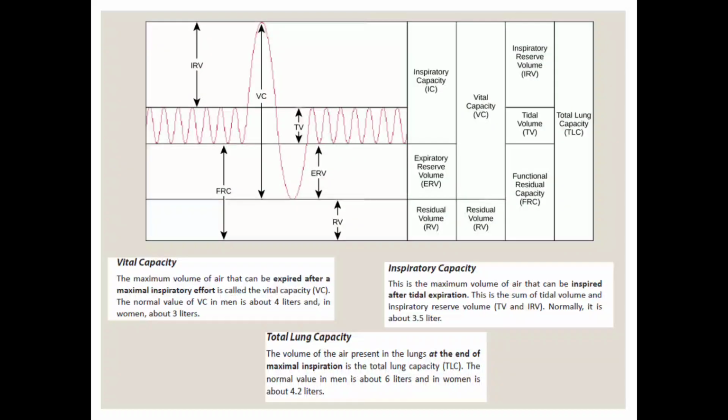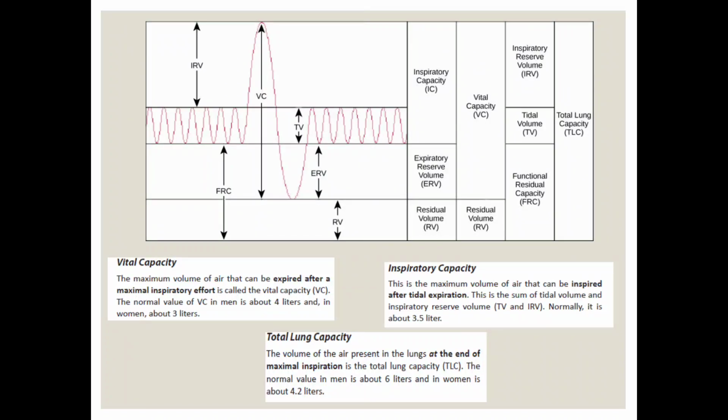By definition, the volume of air present in the lungs at the end of maximum inspiration is known as the total lung capacity. Its normal value in men is about 6 liters, and in females it is around 4.2 liters. So that is all about our 4 lung volumes: tidal volume, inspiratory reserve volume, expiratory reserve volume, residual volume, and 4 capacities: vital capacity, inspiratory capacity, functional residual capacity, and the total lung capacity.